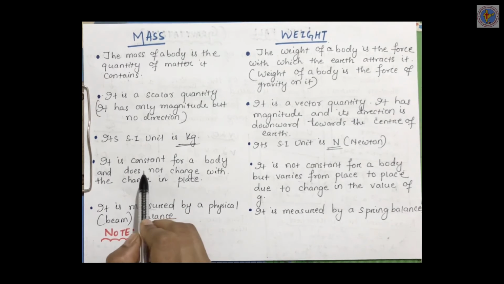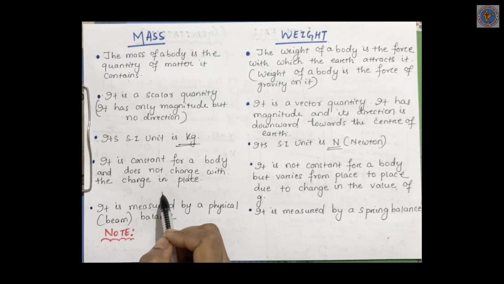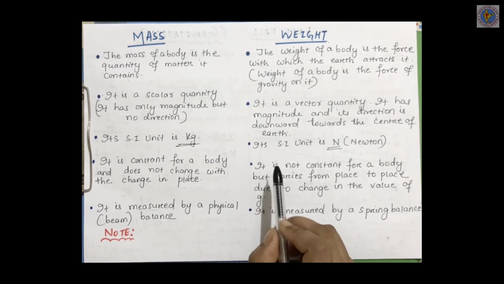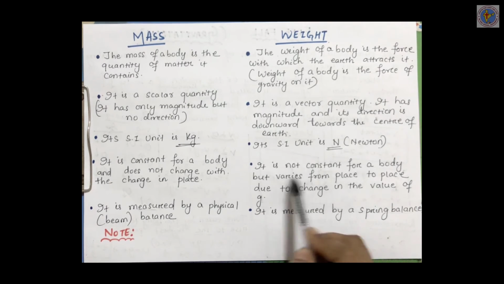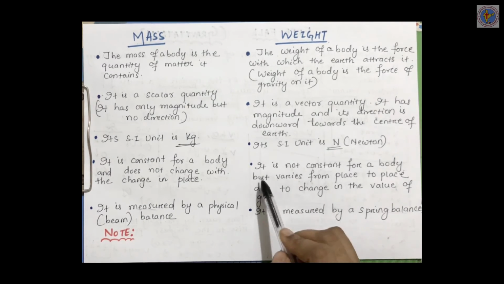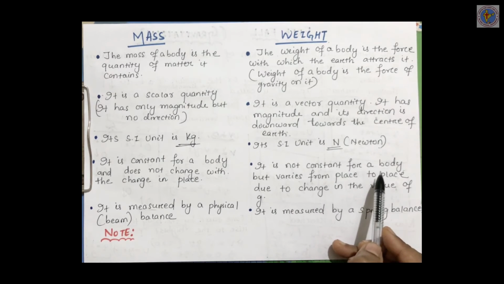Mass of a body is a constant. It does not change with the change in place. But in case of weight, since it depends on gravity, the weight of the body is not constant. It varies from place to place.